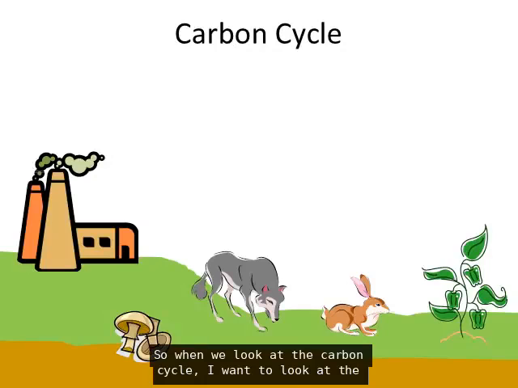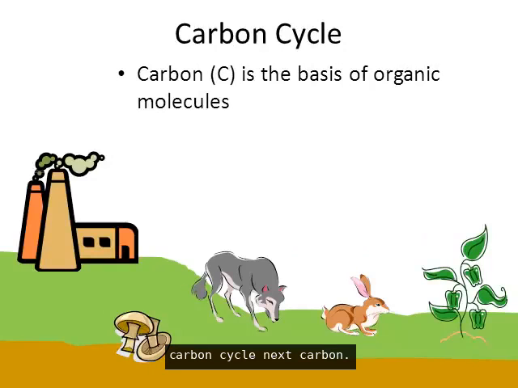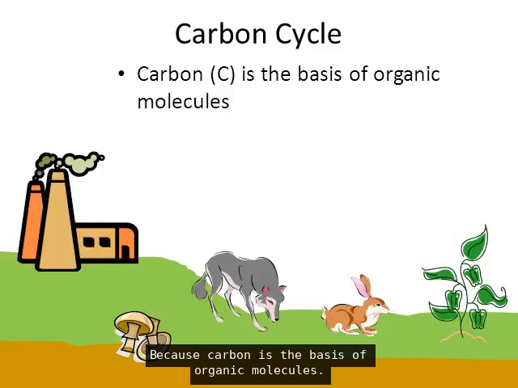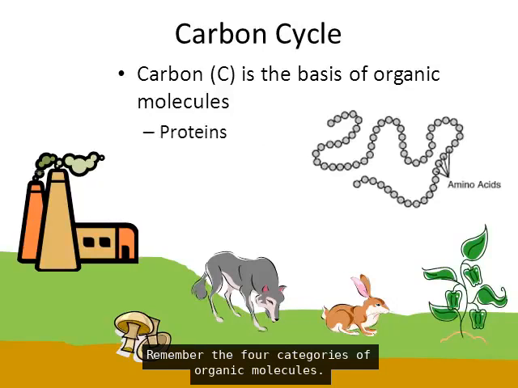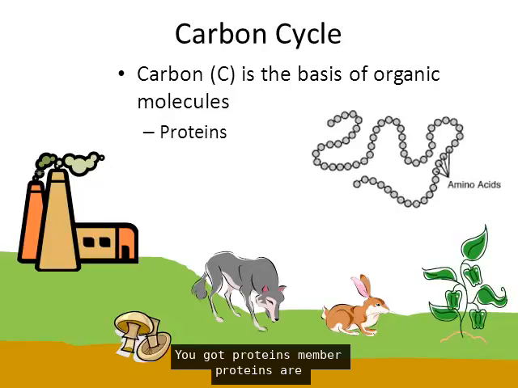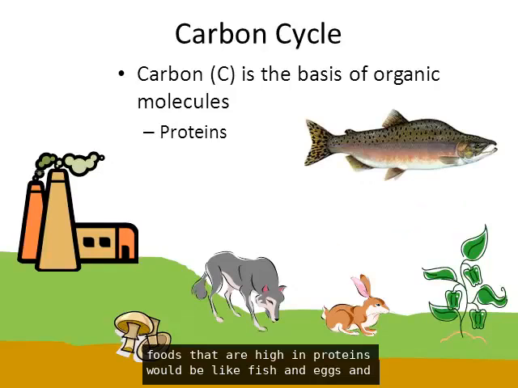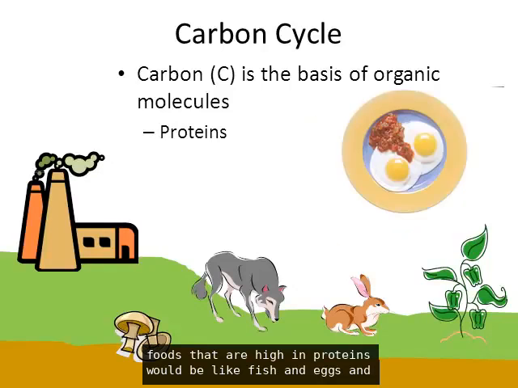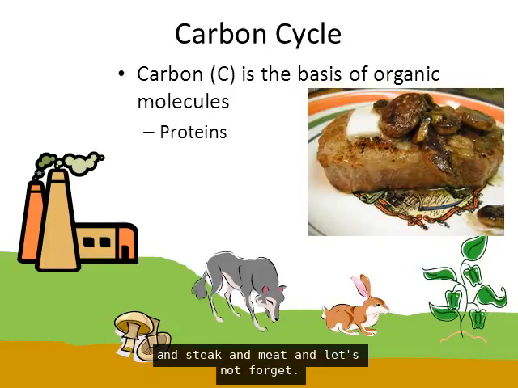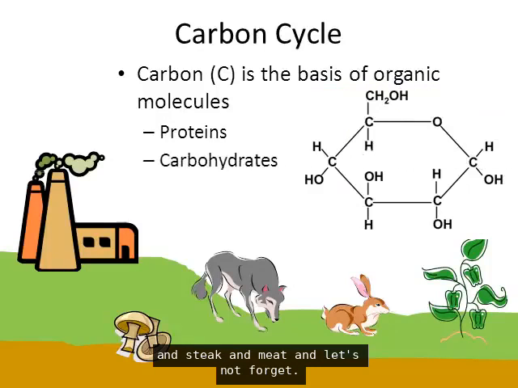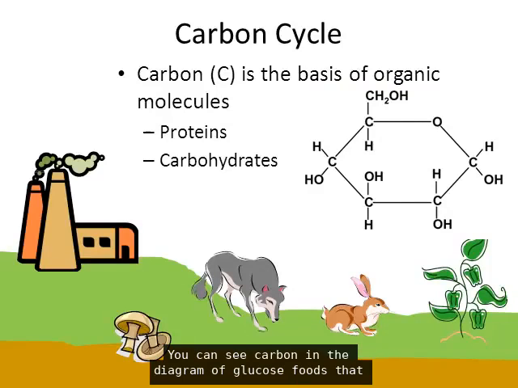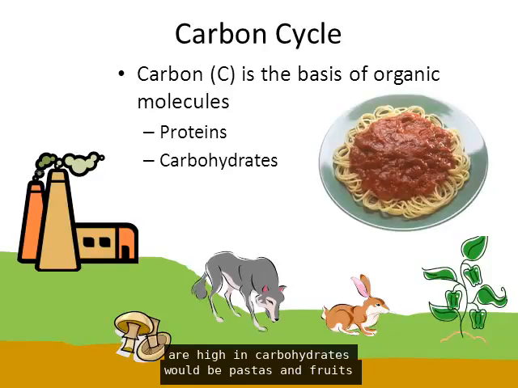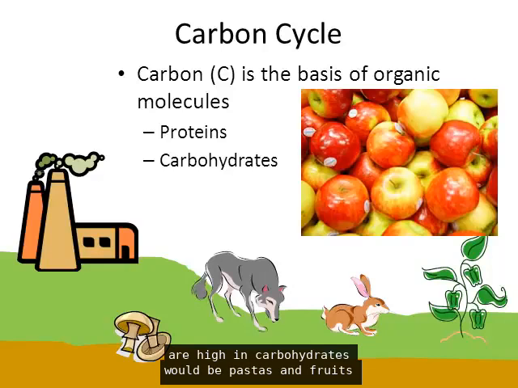So when we look at the carbon cycle, I want to look at the carbon cycle next. Carbon, why do we need it? Because carbon is the basis of organic molecules. Remember the 4 categories of organic molecules? You've got proteins. Remember, proteins are a big chain of amino acids. Foods that are high in proteins would be like fish and eggs and steak and meat. And let's not forget another category, carbohydrates. The diagram is a diagram of glucose. You can see carbon in the diagram of glucose. Foods that are high in carbohydrates would be pastas and fruits.